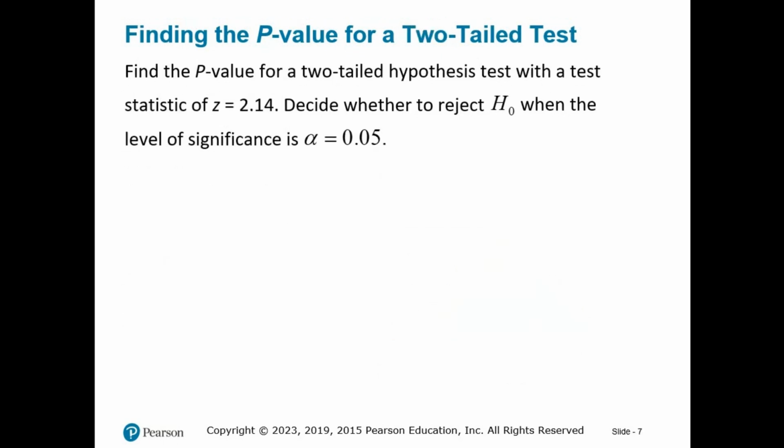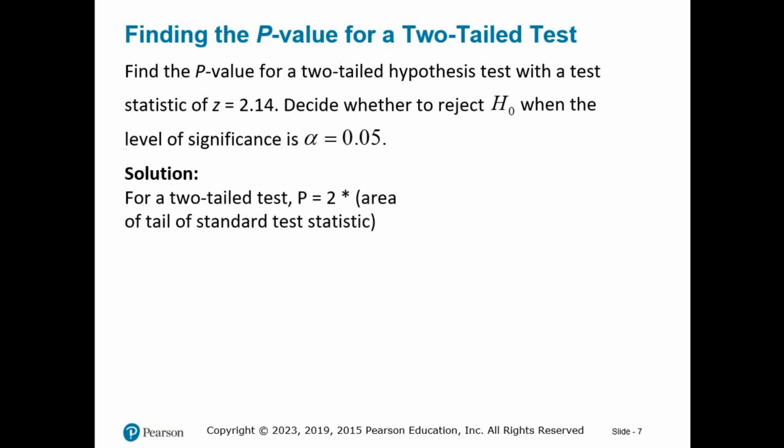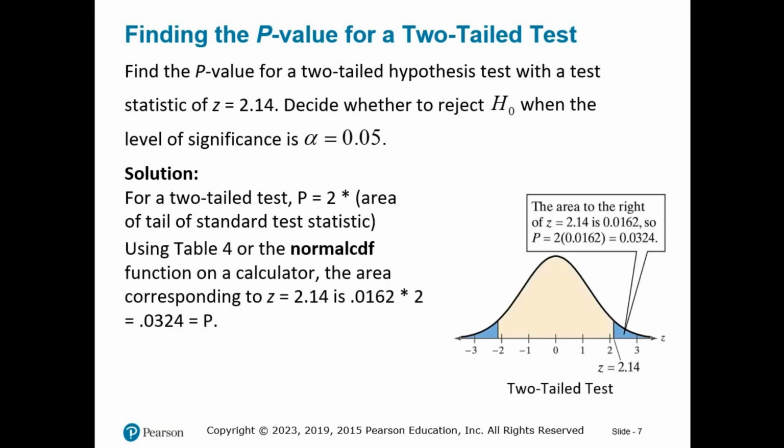Find the p-value for a two-tailed hypothesis test with a test statistic of z equals 2.14. Decide whether to reject H0 when the level of significance is alpha equals 0.05. So a two-tailed hypothesis test means that I'm going to have two places where the test statistic lies, one negative and one positive, with area filled in to the left and right of them. I know these are symmetric, so I figure one out and multiply by 2 to get the value for total area, which is what we need for the p-value. Because remember, half of the p-value is on each side.